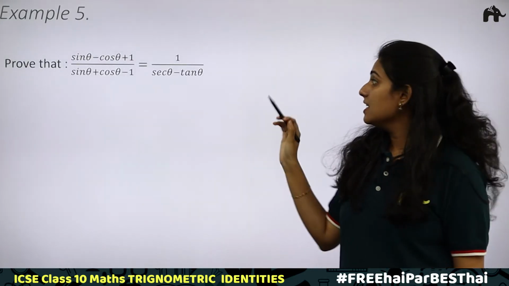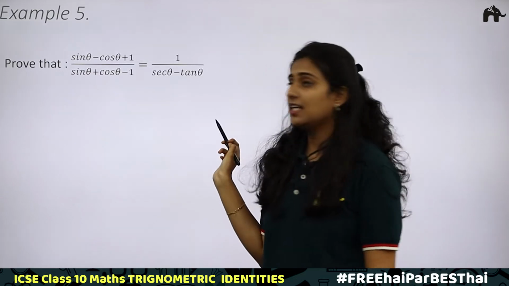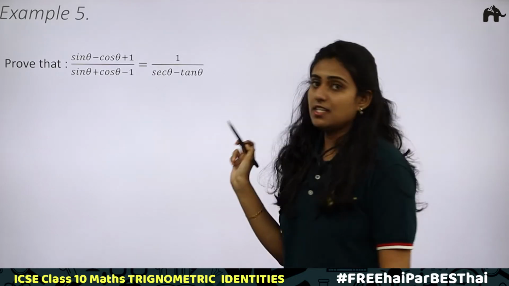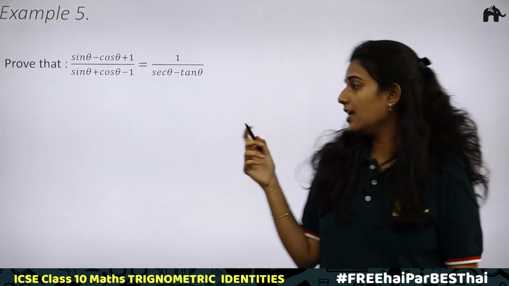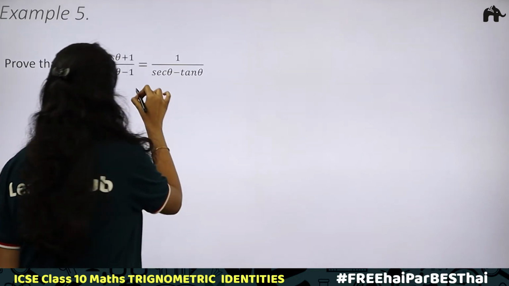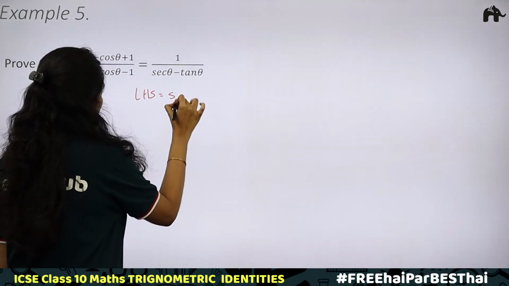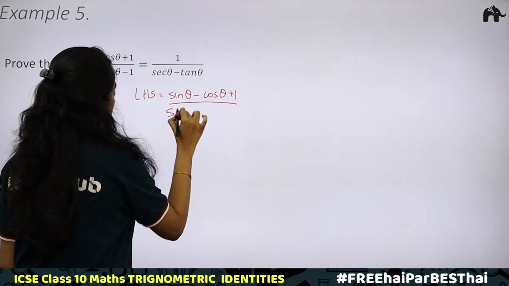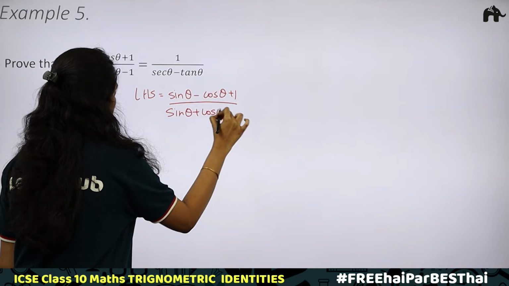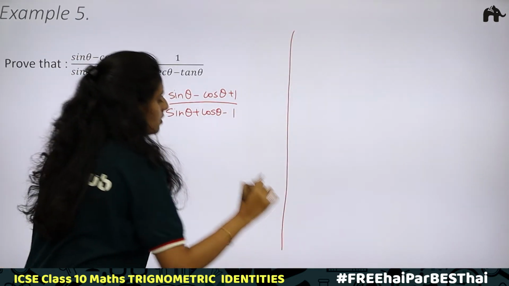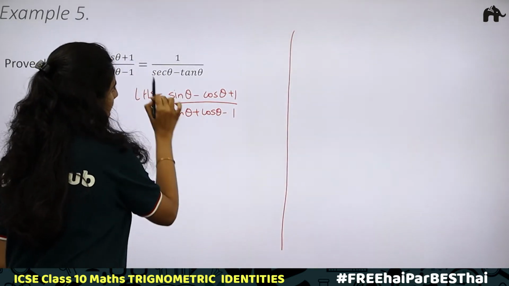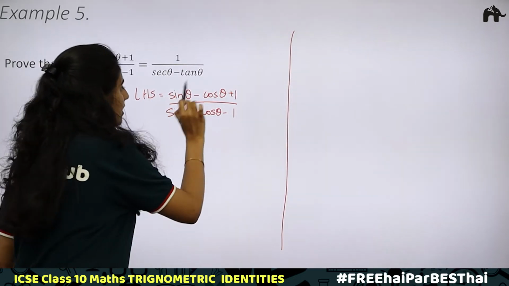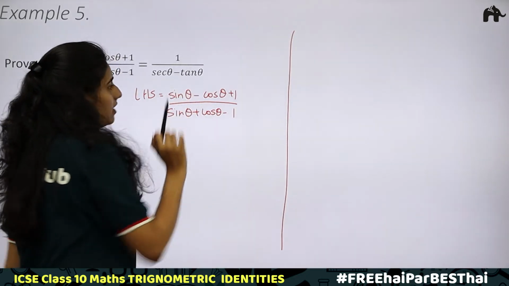Next, example 5. We have to prove that sin theta minus cos theta plus 1 divided by sin theta plus cos theta minus 1 is equal to 1 by sec theta minus tan theta. This is a question from your revision set. Let's start. Here on the LHS we have sin theta minus cos theta plus 1 divided by sin theta plus cos theta minus 1. The first step: here we have sec and tan, so we have to get it in terms of sec and tan. So the sin, cos, etc. should be changed to sec, tan form.